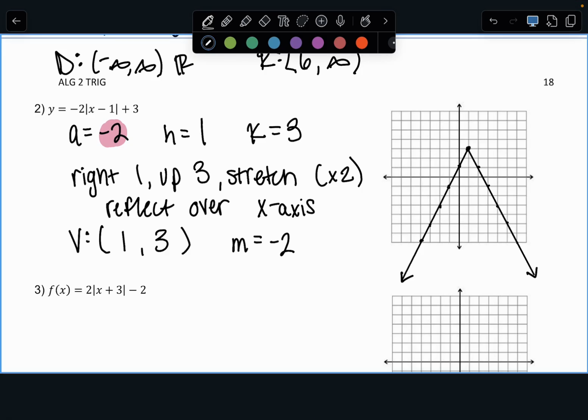Questions on that one? Go ahead. Do we have to put, like, how many dots do we have? Great question. Vertex and 1 on each side. So 3 total is fine here. Definitely the vertex and definitely 1 on each side. So at least 3. Great question, Natalie. Any other questions?